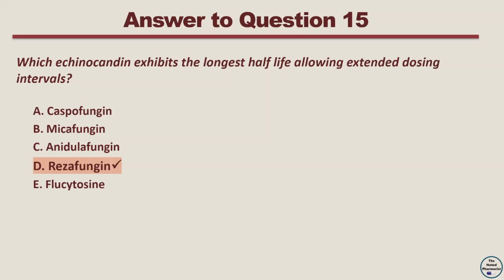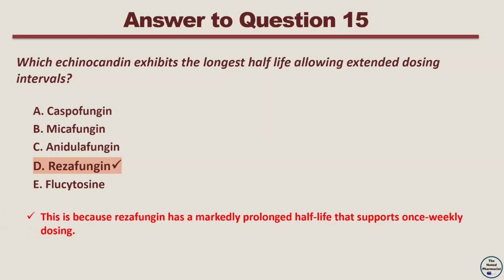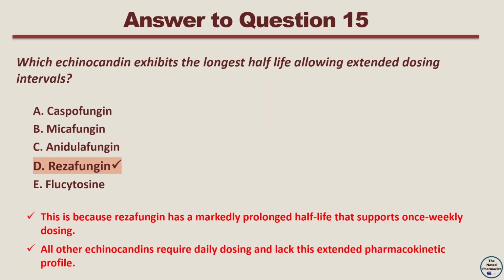The correct answer is option D, rezafungin. This is because rezafungin has a markedly prolonged half-life that supports once-weekly dosing. All other echinocandins require daily dosing and lack this extended pharmacokinetic profile.